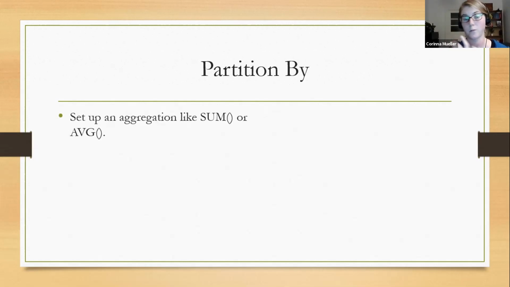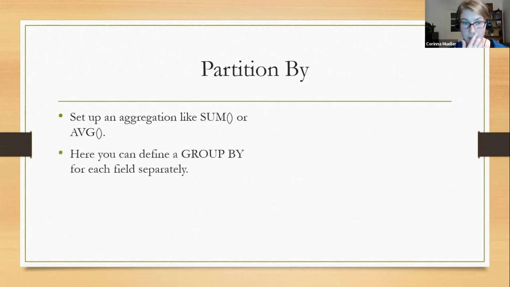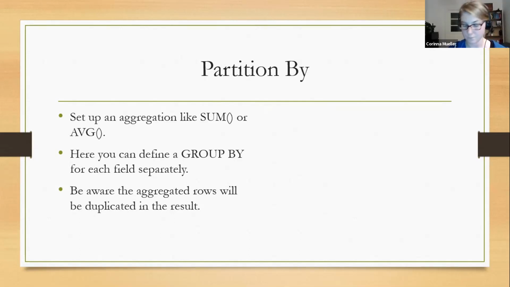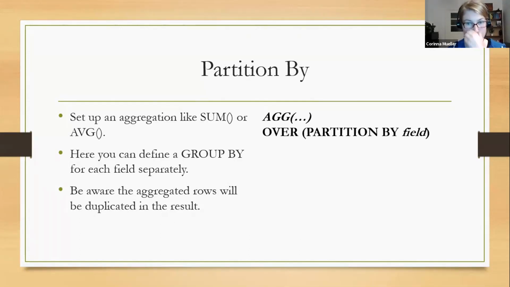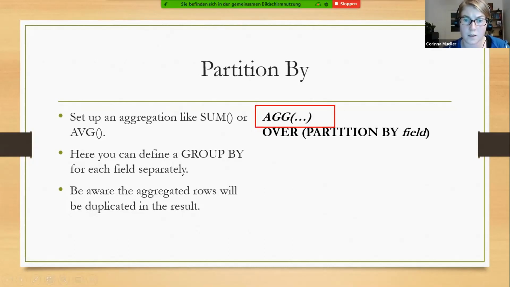So we always have an aggregation like sum or average or whatever. And then the group by is like separately defined for each field. So the statement looks like this. Here we have to define the aggregation, which field we want to aggregate. Then we have an over. And in the brackets here we have the partition by.